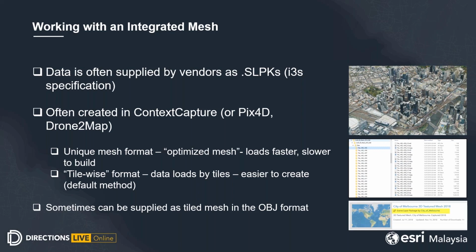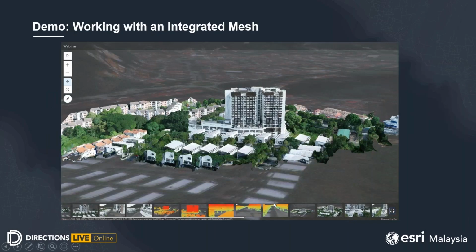data set. And sometimes data can even be supplied as OBJ tiles, which are not georeferenced, and that will take a while for the user to georeference the data. So some people will do that using FME. Some people just go back to the vendor and ask to regenerate the mesh and send it as SLPK. And at this stage, I will jump to my last demo, which is working with an integrated mesh in ArcGIS Online. I'm going to need to go back to my browser.